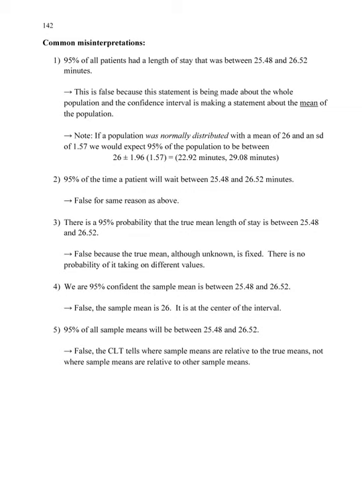For some reason, confidence intervals for means are much more prone to misinterpretation than the ones for proportions. So, common misinterpretations. The first one is to say that 95% of all patients had a length of stay in that interval. That's what we were just talking about. That's false because this statement is being made about the whole population, and the confidence interval is making a statement about where the mean of the population is.